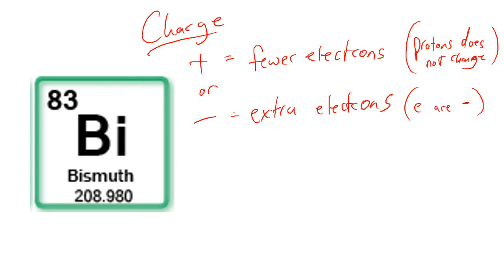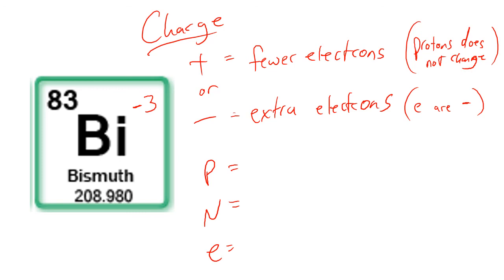So bismuth right here, I'm going to tell you that bismuth is at a -3 charge. Okay? So I want you to figure out how many protons, neutrons, and electrons there are. You don't have to draw a picture of it, but you can if you really want to. So pause the video and see if you can figure out how many of each it has.